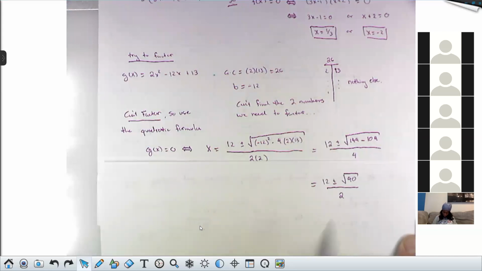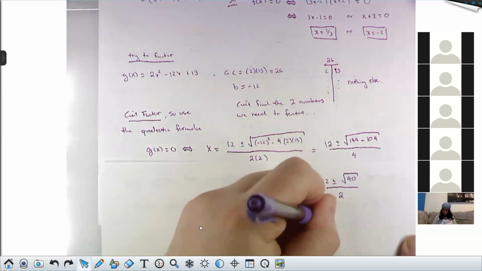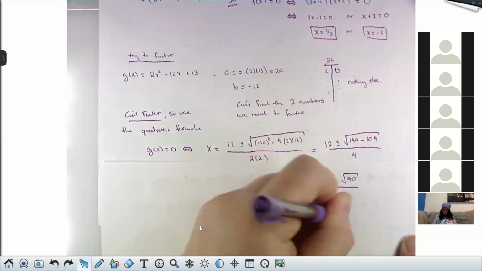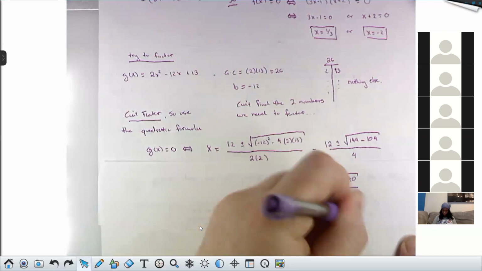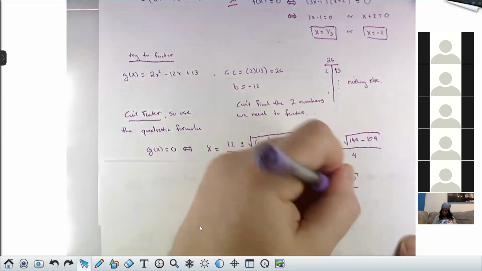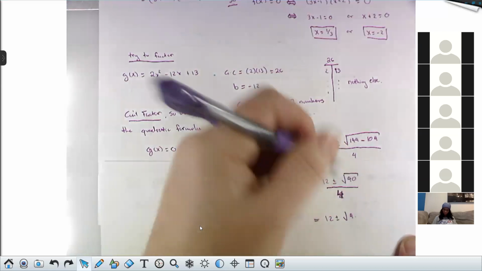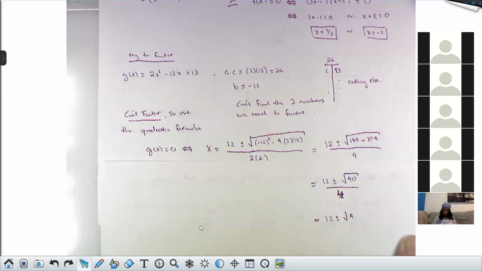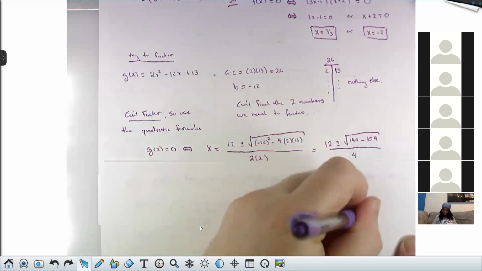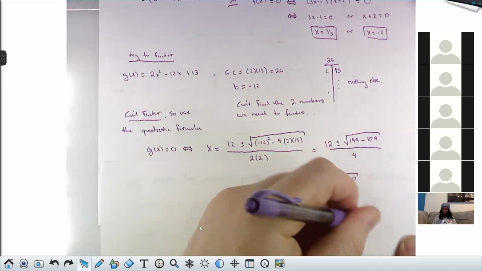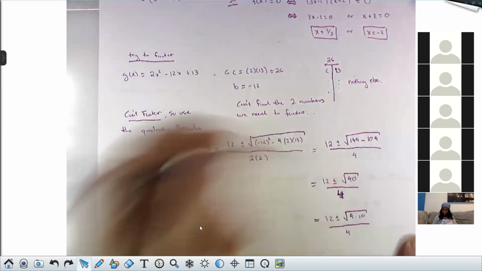Okay, this can be simplified, right? The square root of 40. Is the 4 still in the denominator? Oh, yeah, a 2. I don't know what my brain is doing there. I'm so sorry. Yes, that's a 4. So 40 is 4 times 10. And that can be simplified. So this is a 4 downstairs here still, yes.